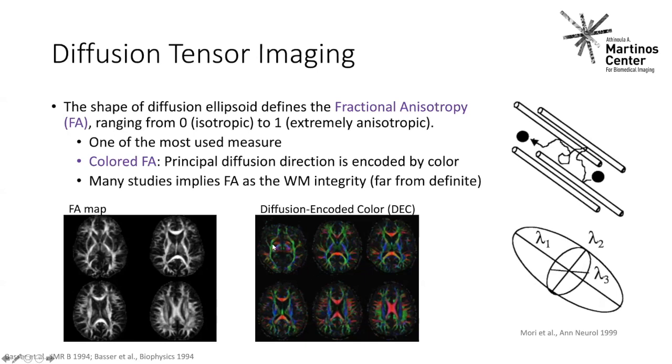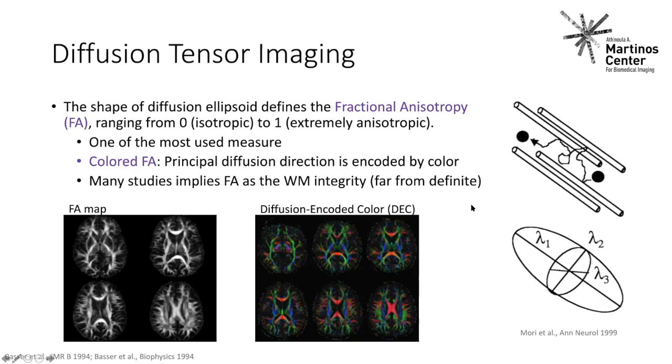And you probably also see this diffusion encoded color map, or DEC map, which is actually the color FA map. Its intensity is given by FA, but its color is given by the principal diffusion direction. And many studies imply FA as white matter integrity, but it is far from definitive.